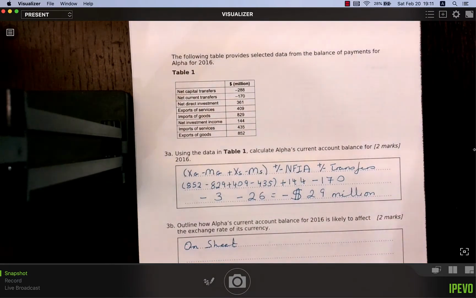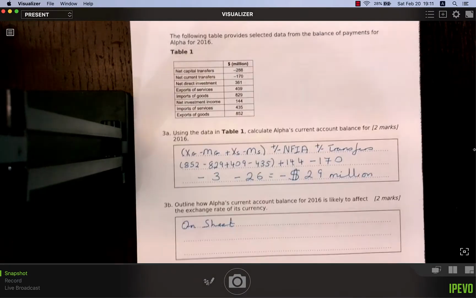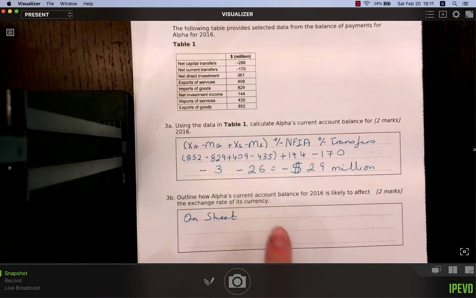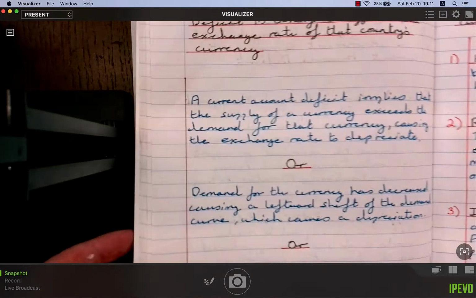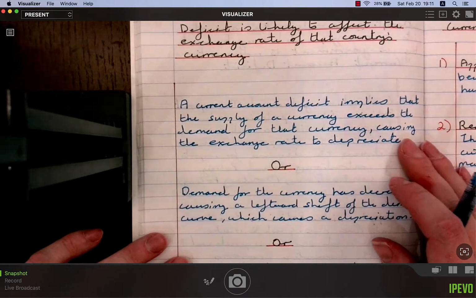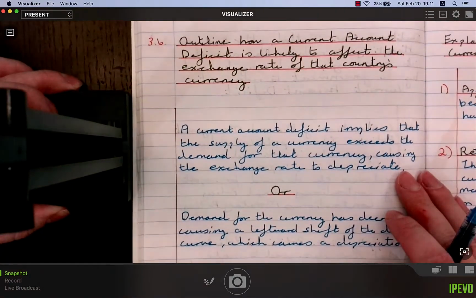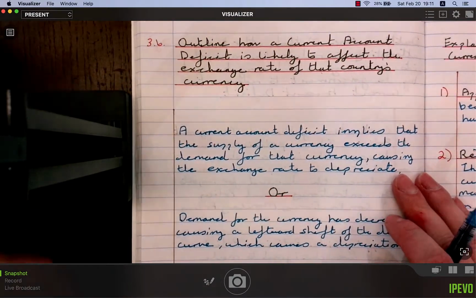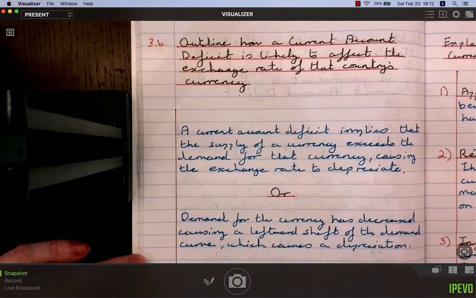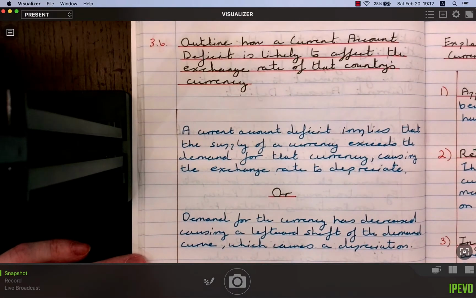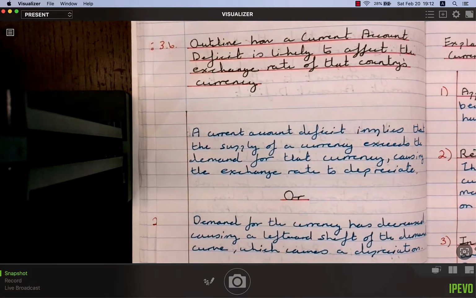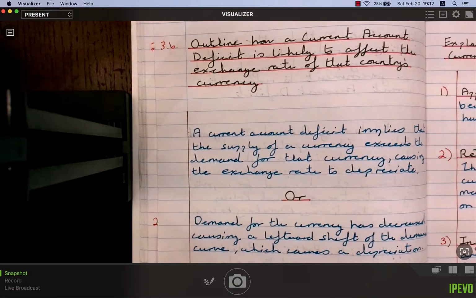Now, on to this question here. Outline how Alpha's current account balance for 2016 is likely to affect the exchange rate of the currency. Again, there are plenty and varied ways of answering many questions in the IB. If you want to just learn one of them, that's absolutely fine. They will accept different answers, and you just have to get the point across with a good degree of accuracy and detail.